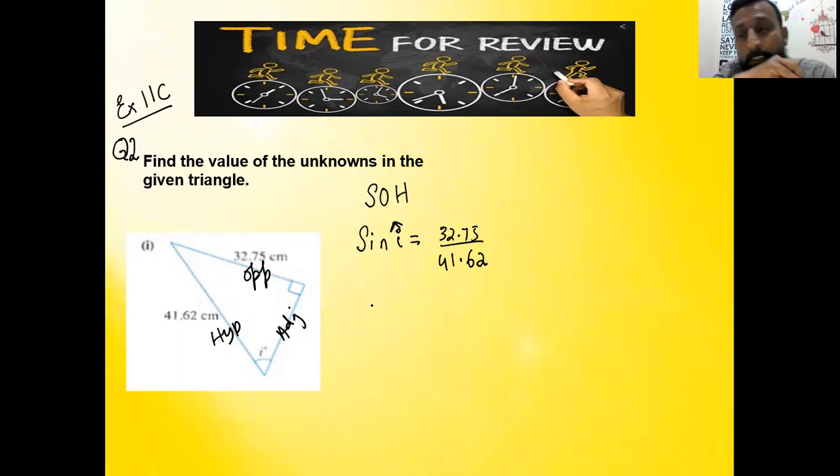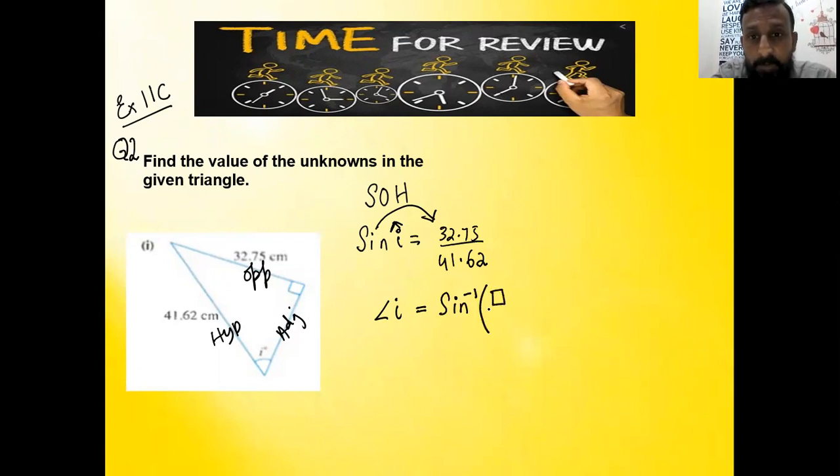In order to find this angle I, we need to move sine from this side to the other side. Remember, whenever a trigonometrical function like sine, cosine, tangent moves from one side to the other side of an equation, we need to make the inverse of it. So when sine moves there, sine becomes sine inverse. Now we need to write the value of this fraction, that is 32.75 over 41.62.